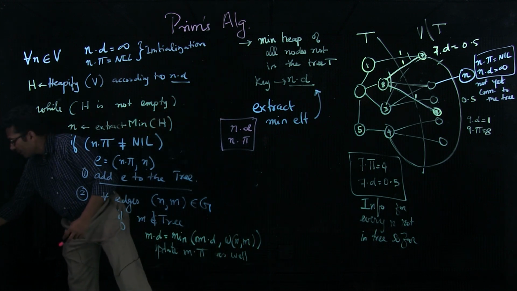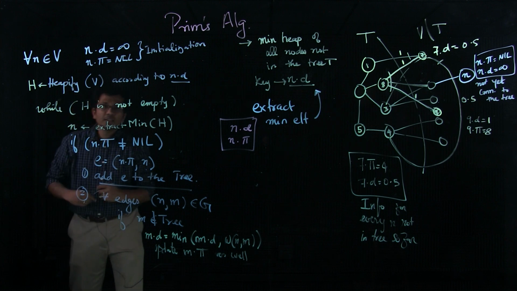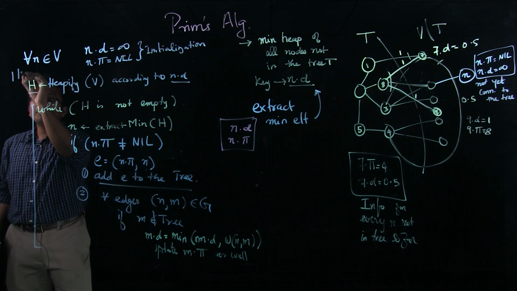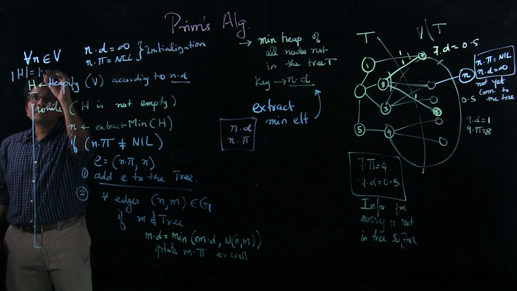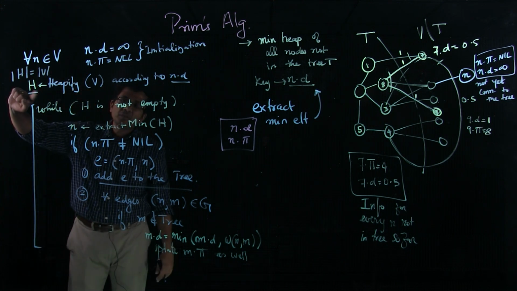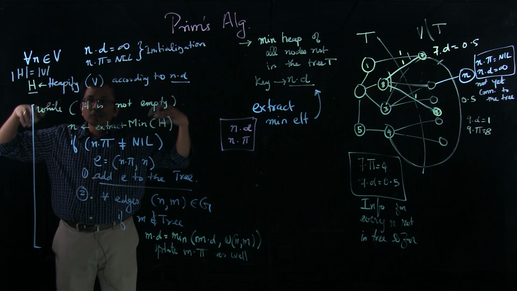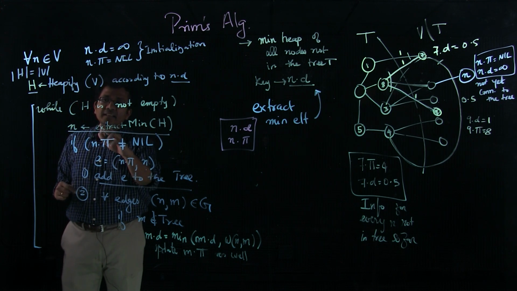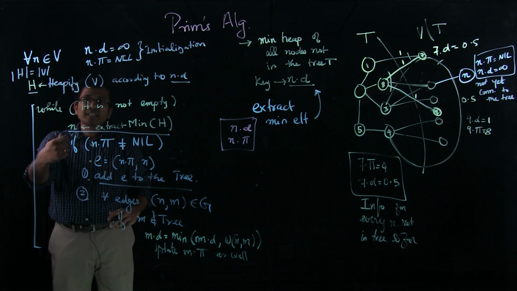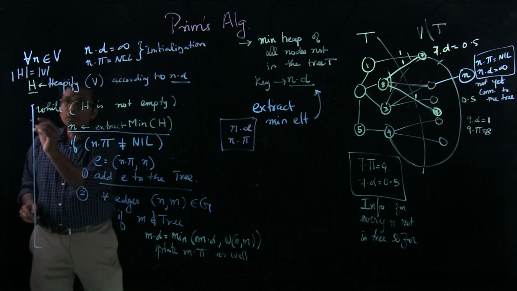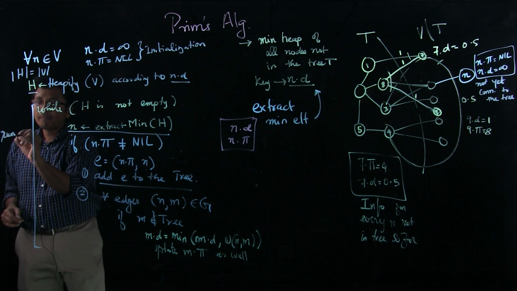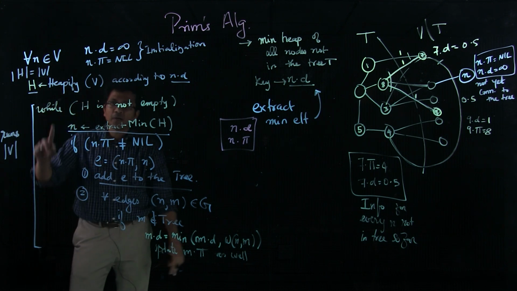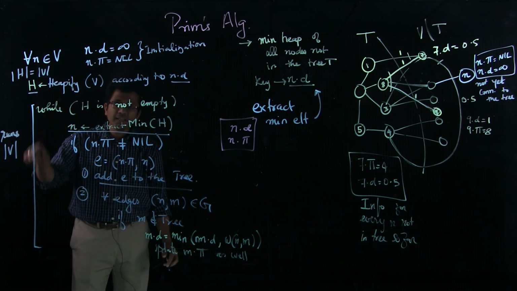Now, what is the number of times this algorithm runs? So how long does this loop run? The size of the heap is originally going to be the number of vertices, because all the vertices are going to be in the heap. And every time I run this algorithm, the size of the heap is decreased by 1 because I extract one vertex out of the heap. So this loop runs as many times as the number of vertices in the graph. The outer while loop runs as many times as the number of vertices in the graph.